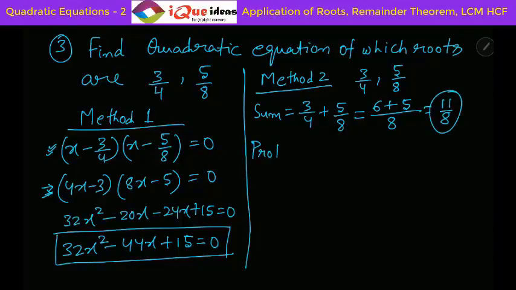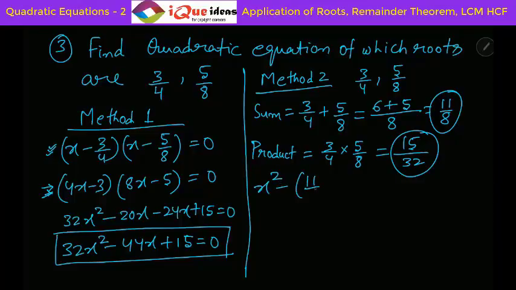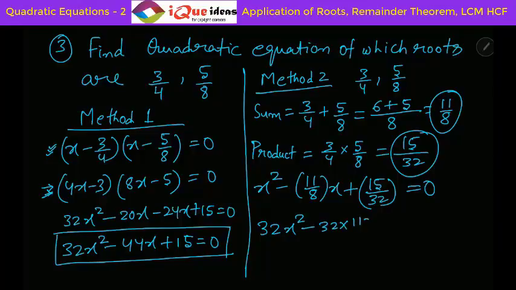Similarly, product of roots. Now let's see, the product of roots will be a simple multiplication of 3 by 4 and 5 by 8. Now this is 3 into 5 is 15. 8 into 4 is 32. Right? So our required equation will become x square minus the sum of roots, 11 by 8, into x plus the product of roots, 15 by 32, right? That is equal to 0. Now here if you multiply the whole thing by 32, what will happen? We will get 32x square minus 32 into 11x by 8 plus 32 into 15 by 32, right?